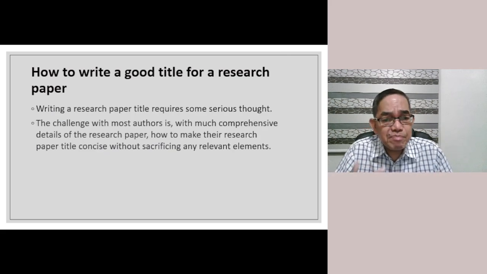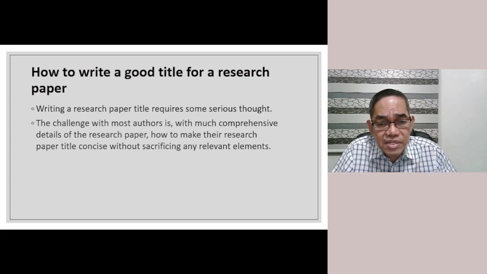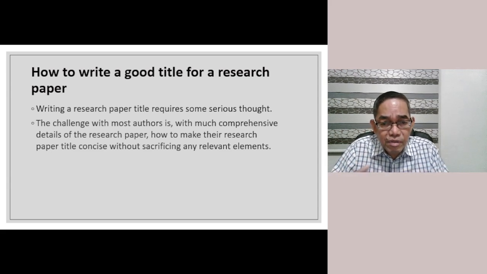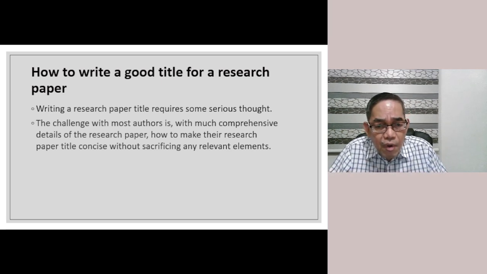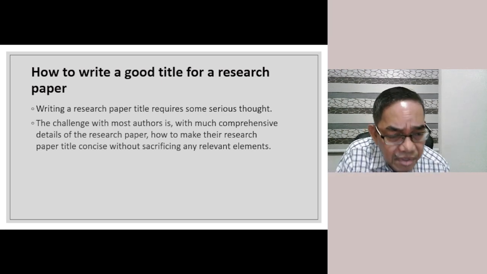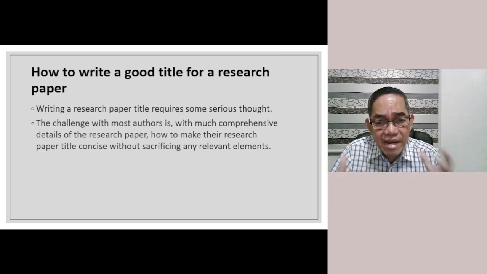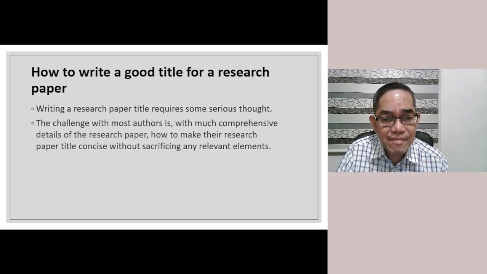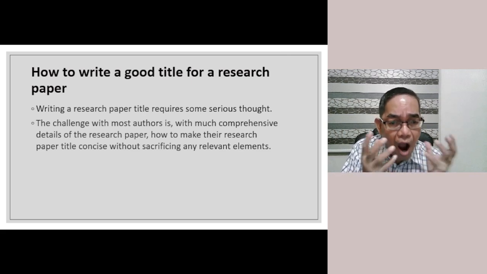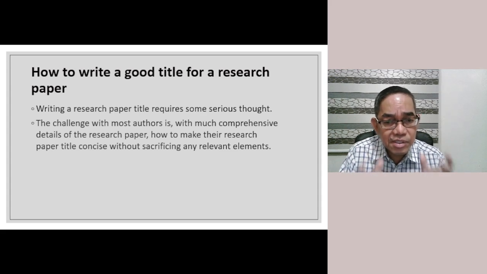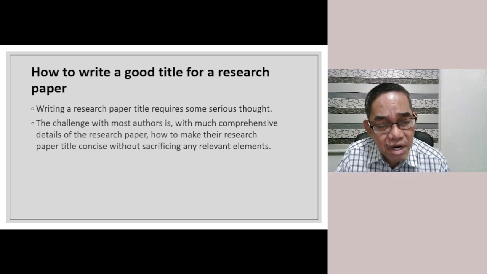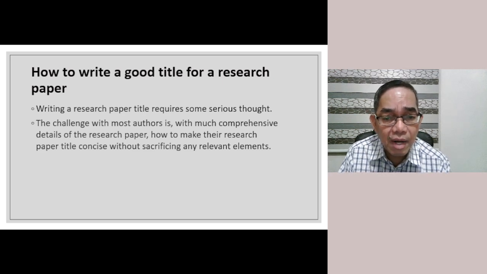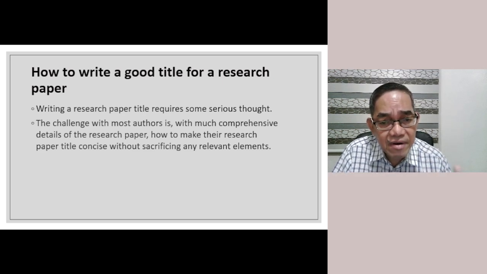Now, writing a research paper title requires some serious thought. And the challenge with most authors is, with so many comprehensive details in the research paper, how do I make my research paper title concise without sacrificing any relevant elements? Meaning, how do I write the title in such a way that it will give descriptive information of what the paper is all about without writing a very lengthy title?